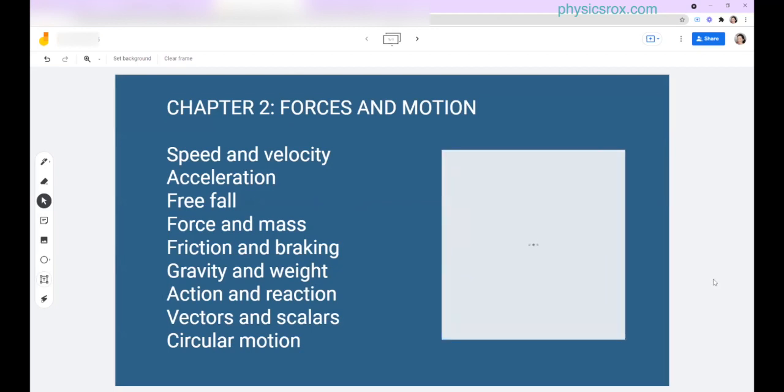Okay, so what we will start with is let's start with speed. The picture never load. Never mind. So let's start with speed and velocity. Have you heard this term before? Velocity.